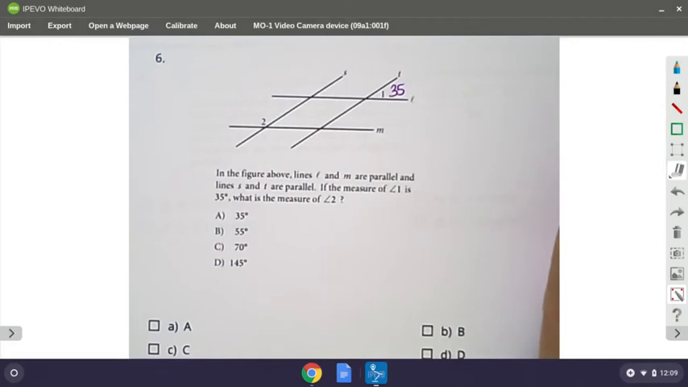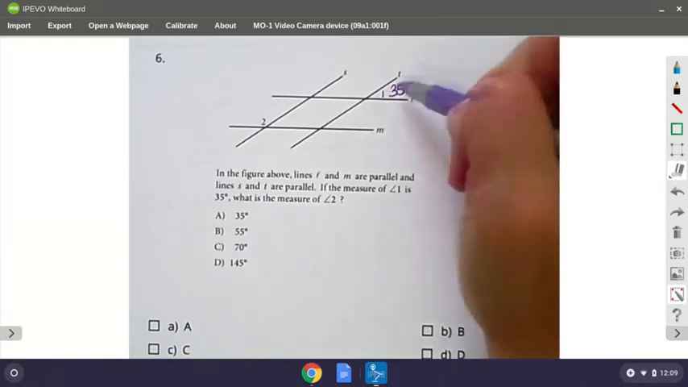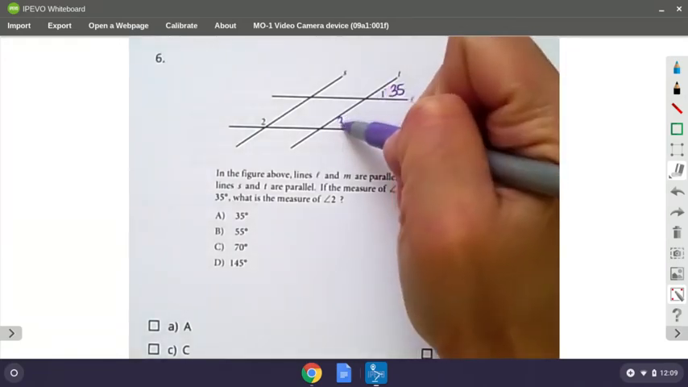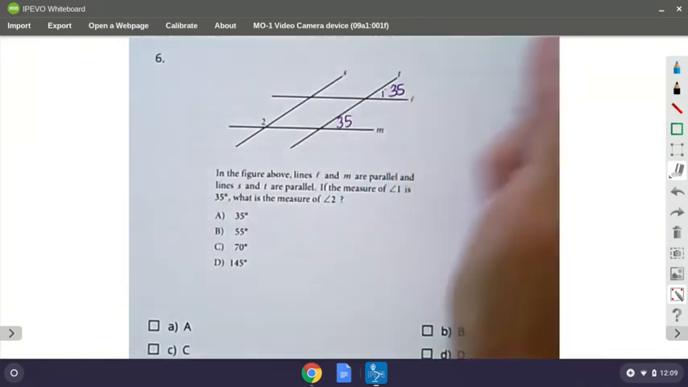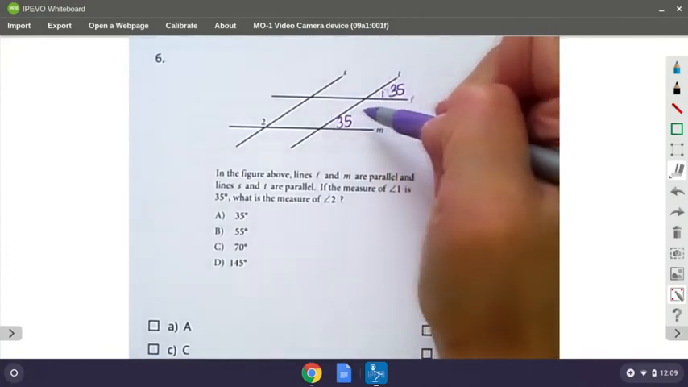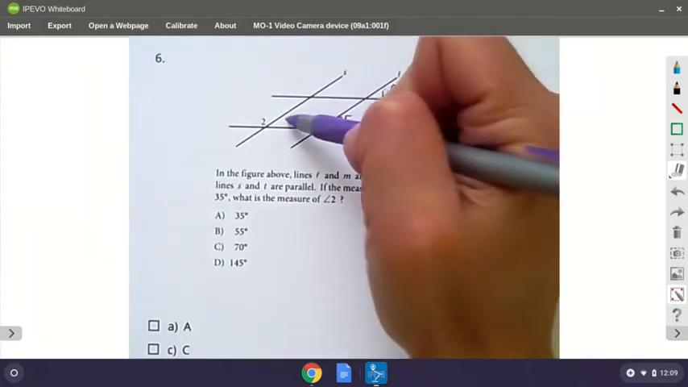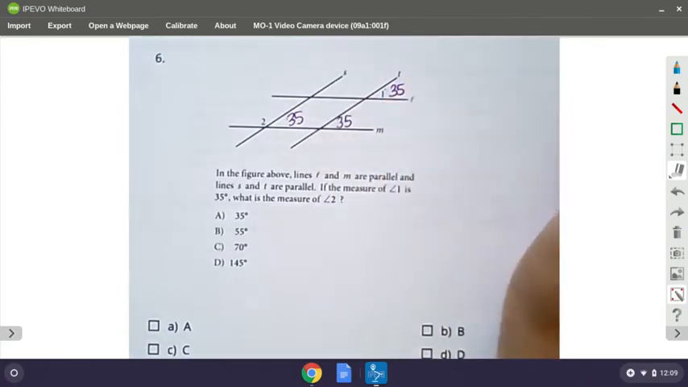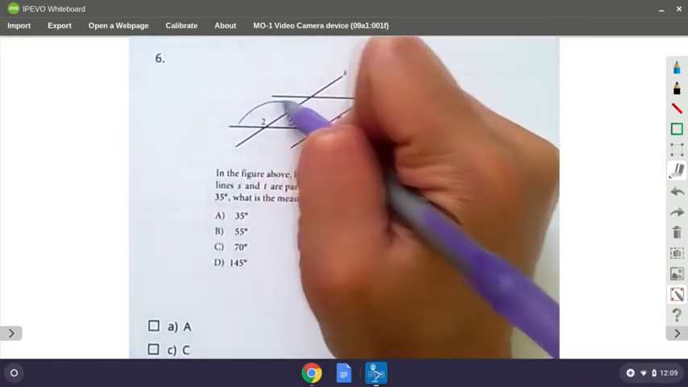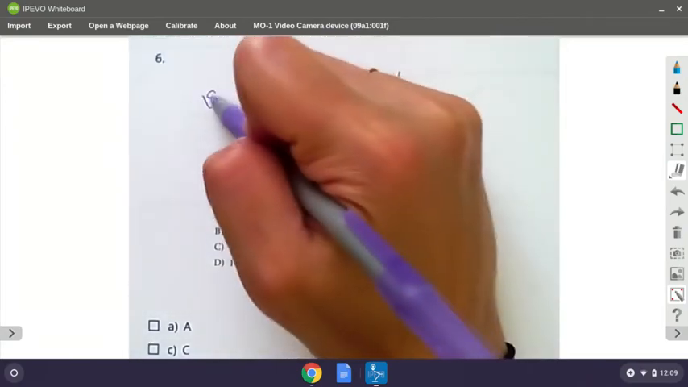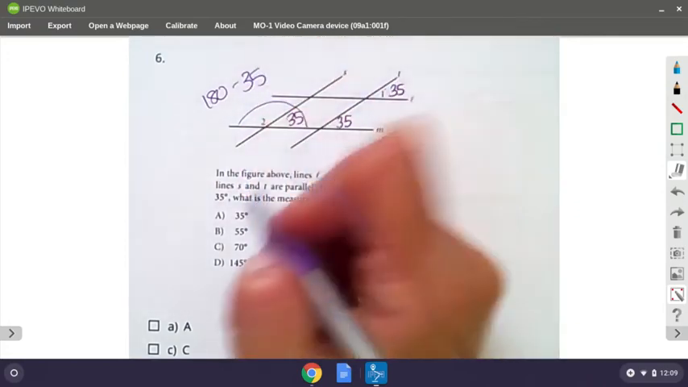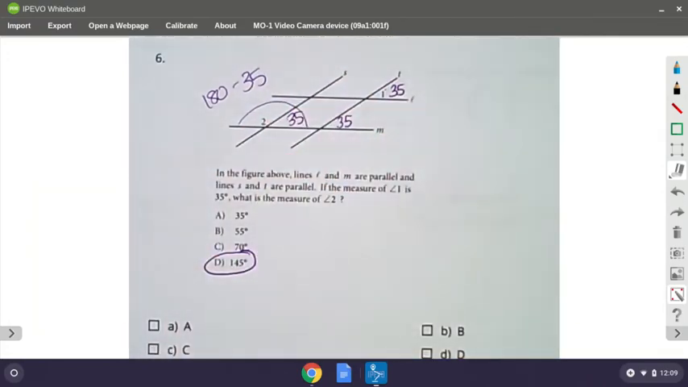So for this one, you would use either corresponding angles or alternate exterior angles, stuff like that. So this one and this one are both going to be 35. And then because they're corresponding, if you guys remember that from geometry, this one and this one would also be 35 because they're corresponding. And then these are called a linear pair. So you do 180 minus 35, which is 145.